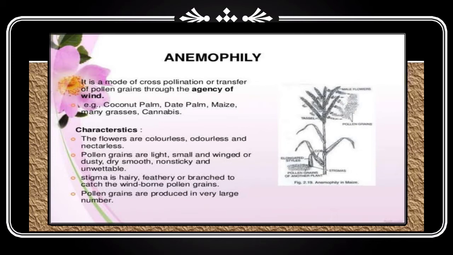Characteristics: the flowers are colorless, odorless and nectarless. Pollen grains are light, small and winged or dusty, dry, smooth, non-sticky and non-vegetable. The stigma is hairy, feathery or branched to catch the wind-borne pollen grains. Pollen grains are produced in very large numbers.